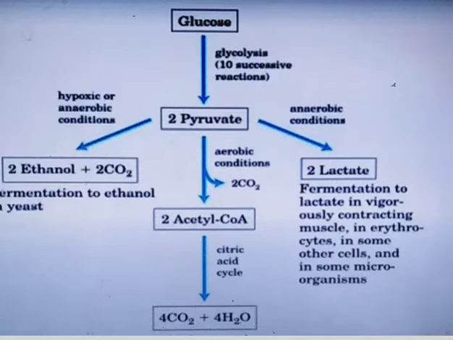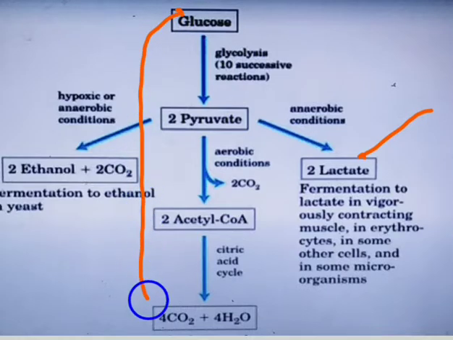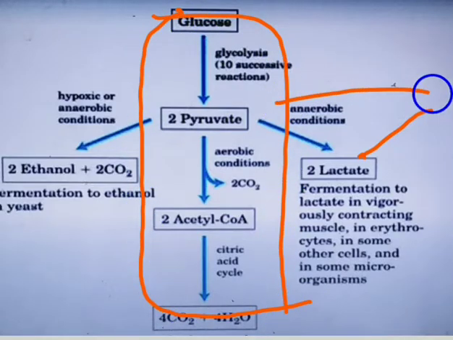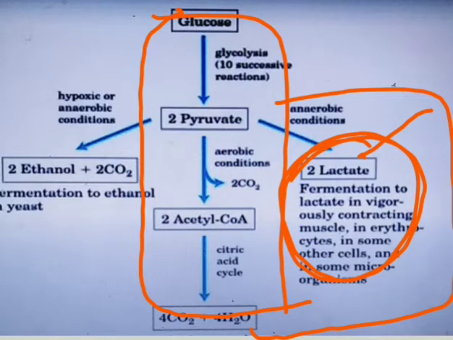But whenever oxygen is not present in our body, or less oxygen is present, then the pyruvate molecules are converted into lactate, and this is known as lactate formation. This is fermentation to lactate in vigorously contracting muscles, especially, as I have told you earlier, in strenuous muscular exercise, in erythrocytes, that are known as red blood cells, in some other cells, and in some microorganisms. So these processes, in the presence of oxygen and in the absence of oxygen, mainly occur in our body, and lactate formation occurs in some bacteria also.